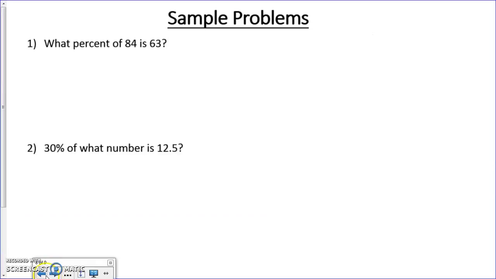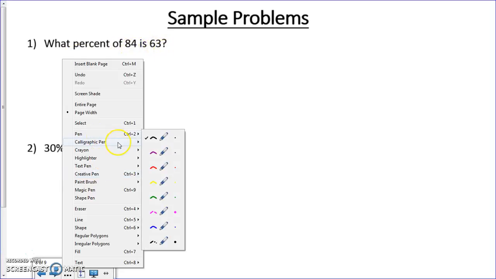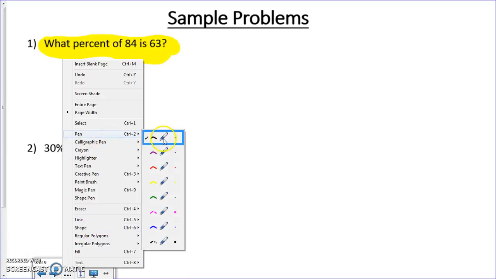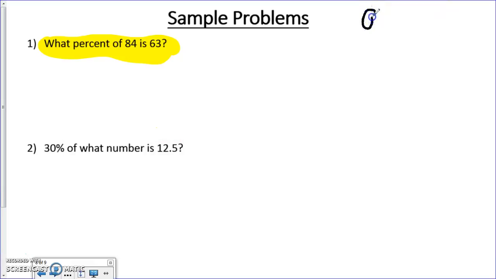So let's do some sample problems together, and I'll go back to that table to figure out which problem we're dealing with. So number 1 says, what percent of 84 is 63? So this is where I would definitely want to use the percent proportion. So remember, the percent proportion says A over B equals, I'm just going to write percent over 100. And remember, if it doesn't have percent in the problem, it's looking for percent. So here we're looking for percent. So we need to figure out where we're going to put 84 and 63. Remember, the smaller number is A, the larger number is B.